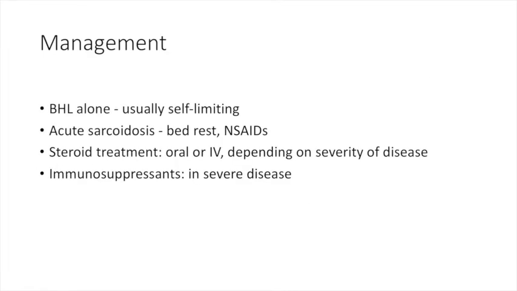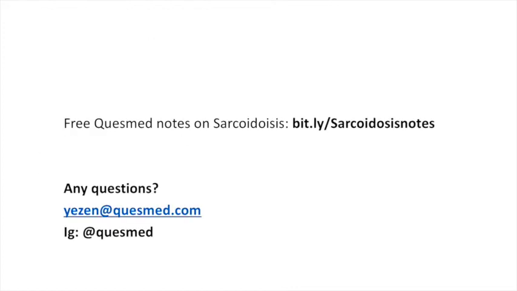So the management, as we said, bilateral hilar lymphadenopathy, self-limiting, and in that case, usually acute sarcoidosis, you'd advise them to have bed rest and non-steroidal anti-inflammatory drugs. If you wanted to treat, you would start off with steroid treatment, oral or IV, depending on how severe it is. And later on, you may consider other immunosuppressants, so you can give methotrexate, for example. And later on, you can use things like monoclonal antibodies, which are being used more and more in sarcoidosis.